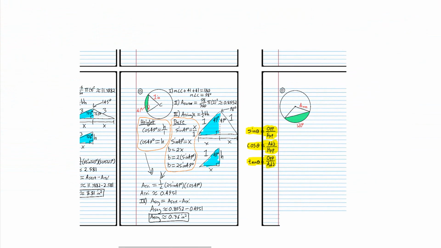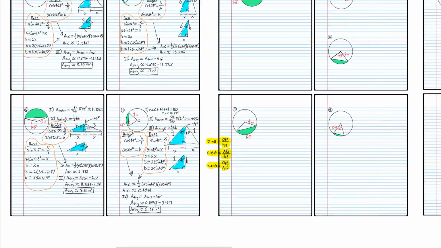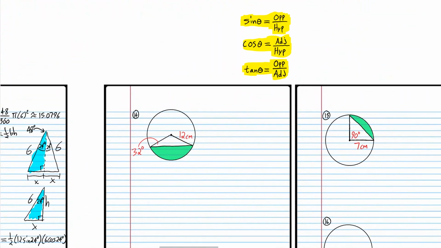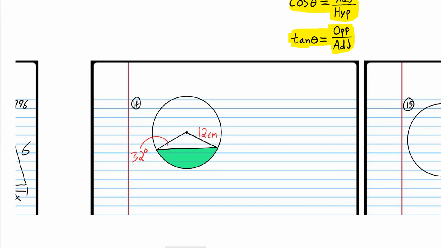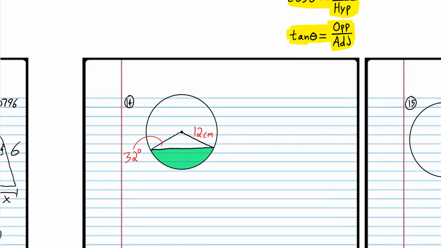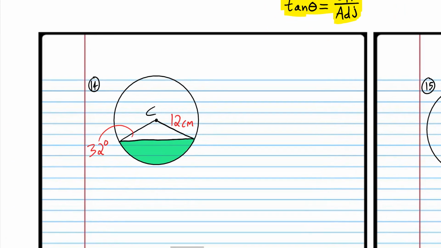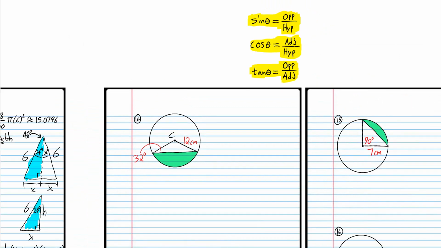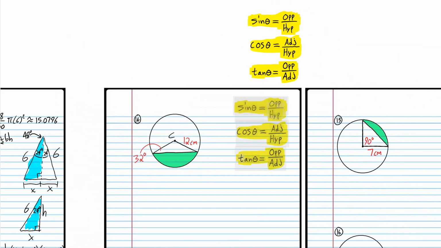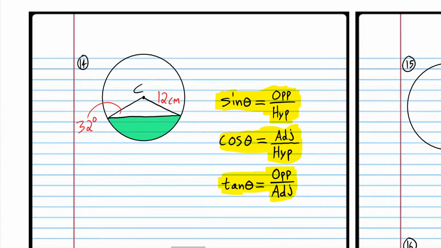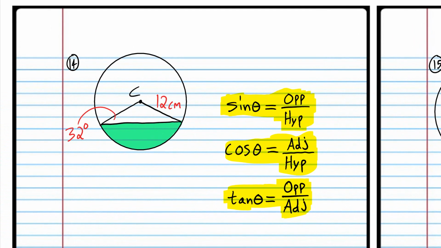So just another example of one of these problems. All right, so go ahead and try number 14, and we're going to call this center C. You have to call that center something. And remember that this angle is 32, therefore this angle must be 32 also. And you have to use that information to find the central angle. So I'm going to put my trig information down here so you can see that. Go ahead and try number 14, and when you come back, we'll do it together.